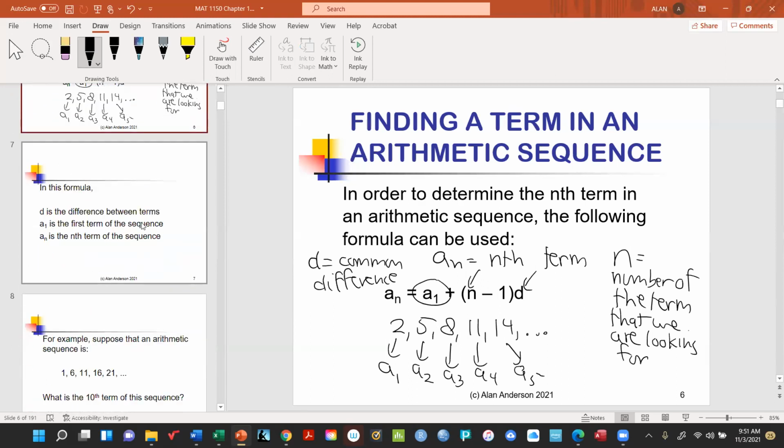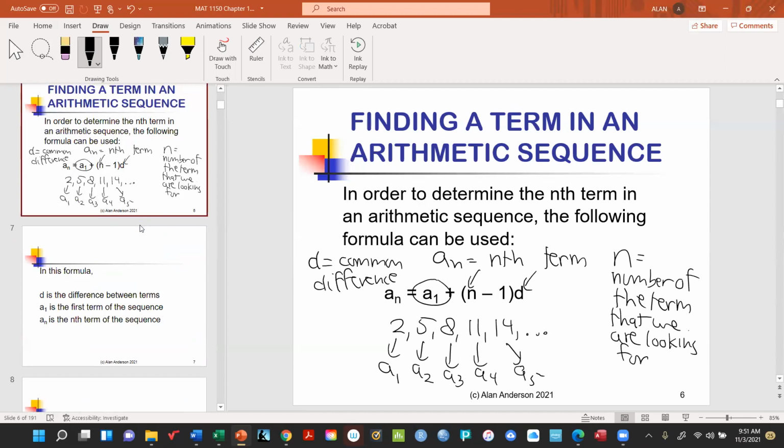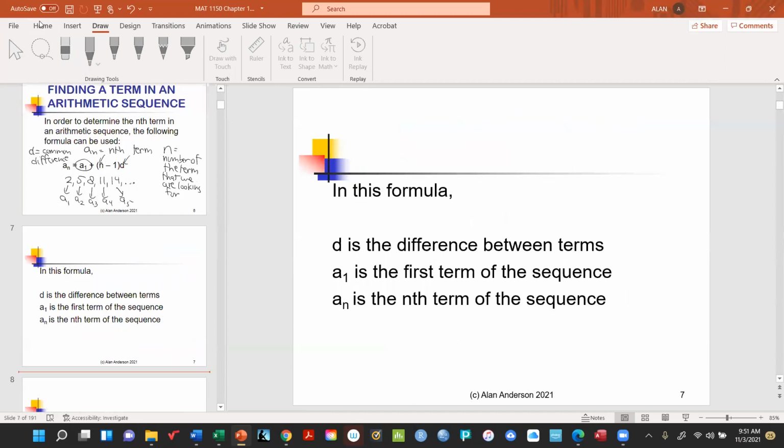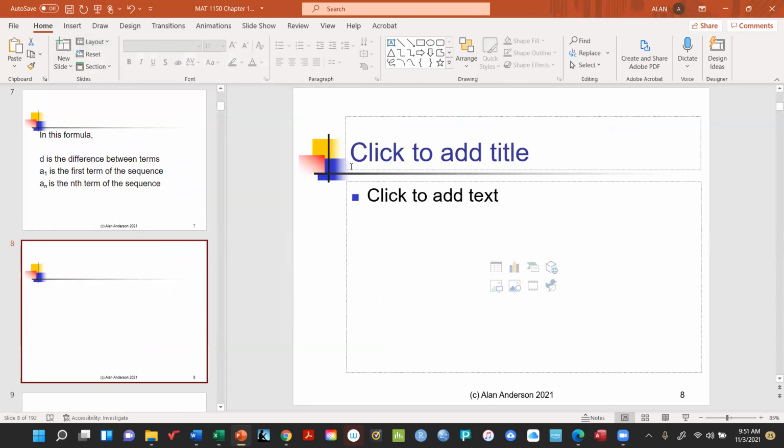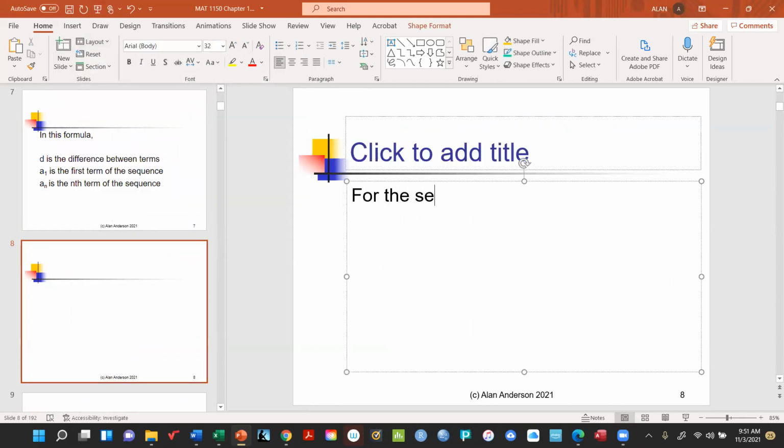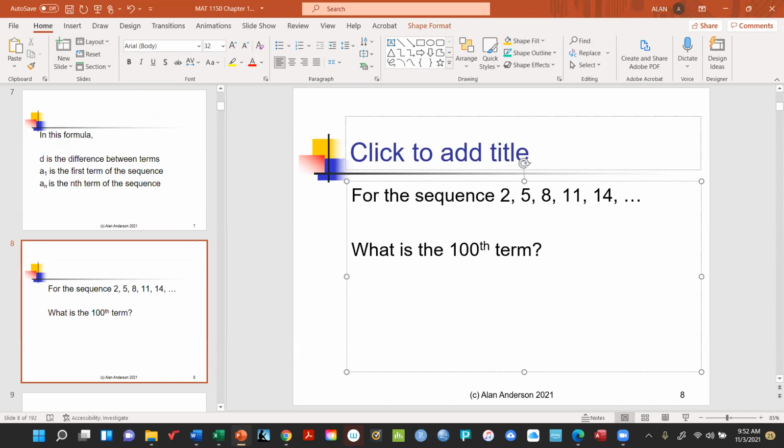So let's just try that with the example we just did. So we'll say that for the sequence 2, 5, 8, 11, 14, etc., what is the 100th term? Okay, well, if that's the case, A1 is 2, N is 100, D is 3, because that's the common difference between all the terms.